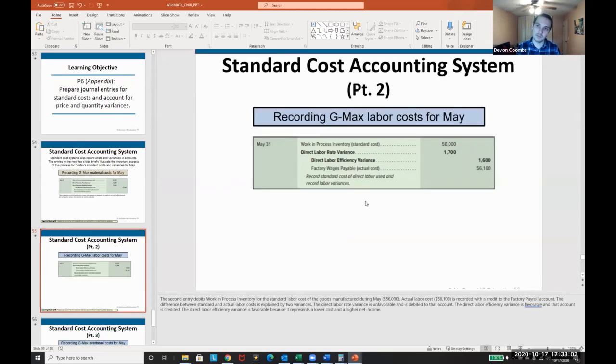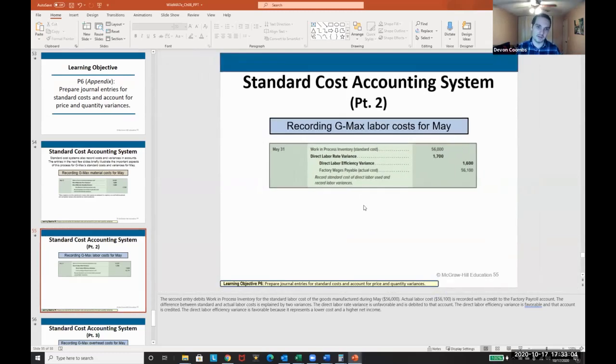And these appendixes are not going to be on your final, and they'll be tested very limitedly. Just want you to see the full picture here. Work in process, 56,000 debit. We had an unfavorable labor variance, so we had 1,700 for the. These all tie to your other slides as well. 1,700 rate variance, unfavorable, that we add to this, and a favorable efficiency variance, which you subtract to get our wages payable.